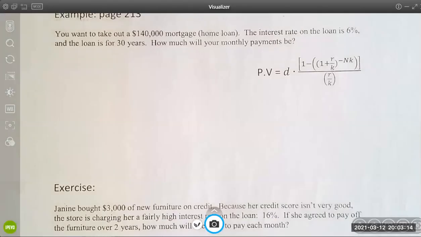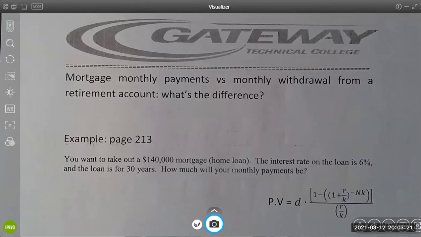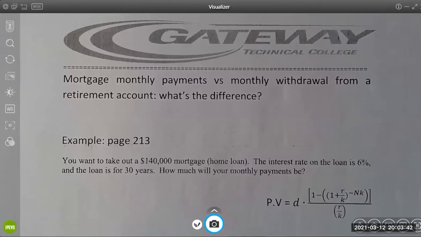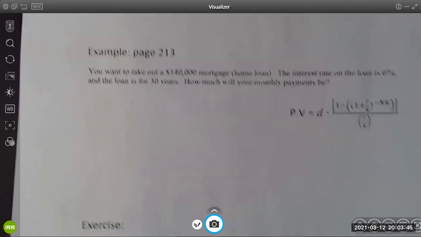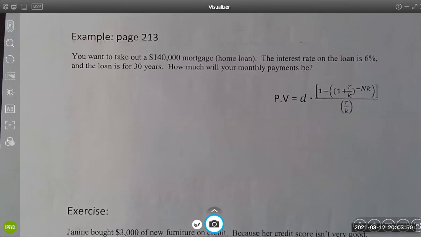Okay, now mortgage example. We have one example and one exercise problem, so we do both as examples. Now, mortgage monthly payment, what's the monthly withdrawal from a retirement account? What's the difference? The only difference is purpose. The formula doesn't really care if you spend that $500 per month on your own, or you pay somebody else. It just takes $500 away from that total account value every month. So mathematically, no difference. That's why we can use the present value of annuity formula to solve mortgage problems.